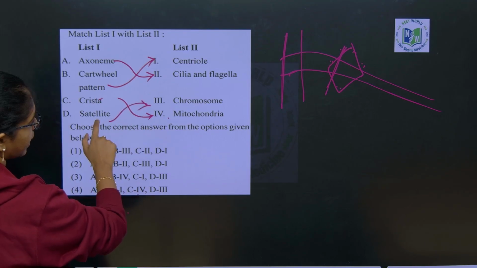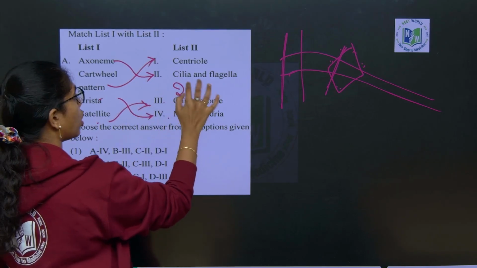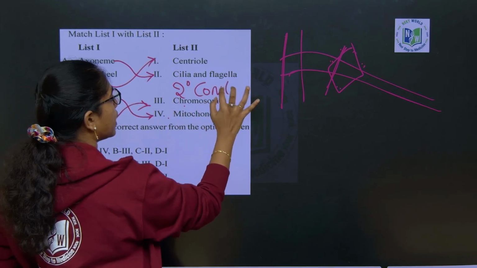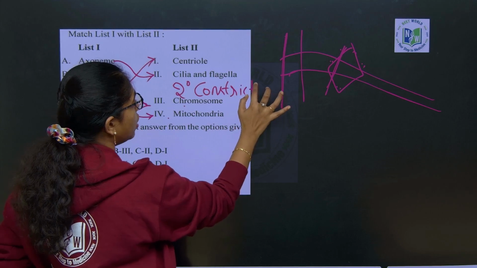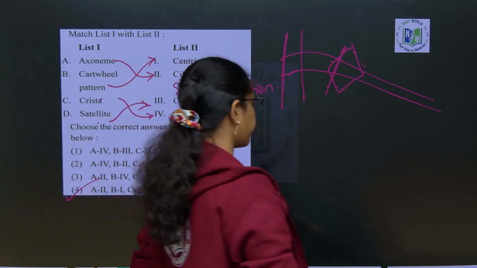Okay, satellite DNA is present in the chromosome, which is the secondary constriction of the chromosome. So here it is option 4.